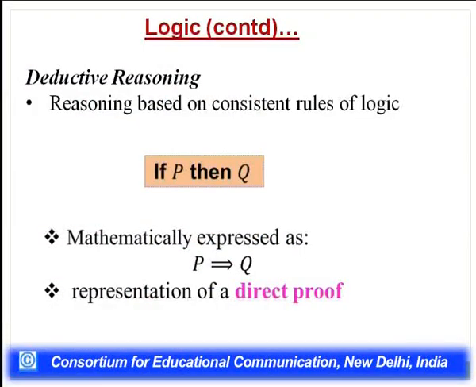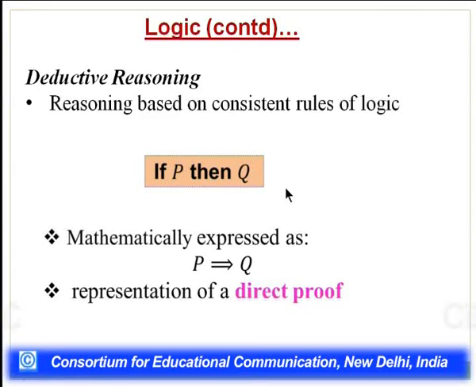So, the idea here is that you start with a proposition, or a set of propositions, which, if true, can be used to logically deduce other propositions. That is why we say this is deductive reasoning: we start with a certain set of assumptions which, if true, lead us to some other set of propositions, and these propositions are deduced from the assumptions.